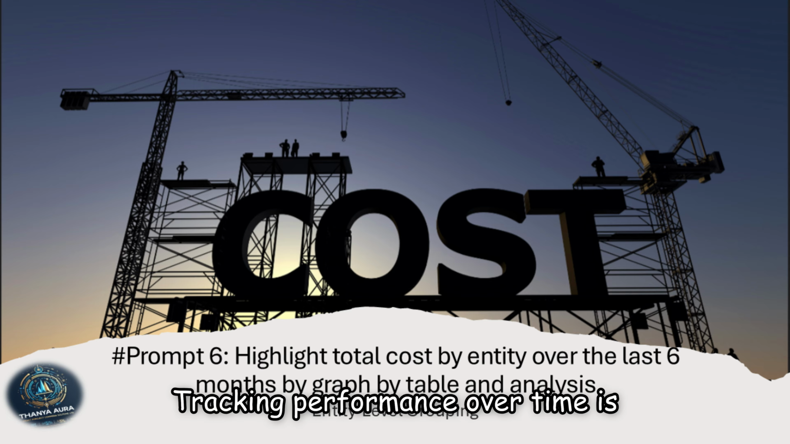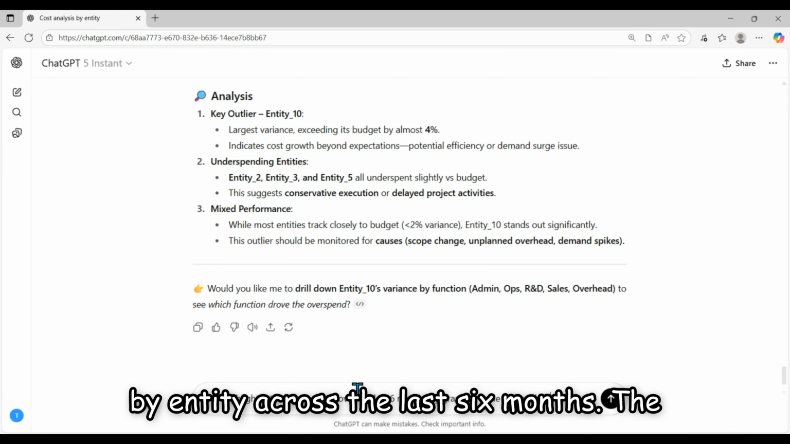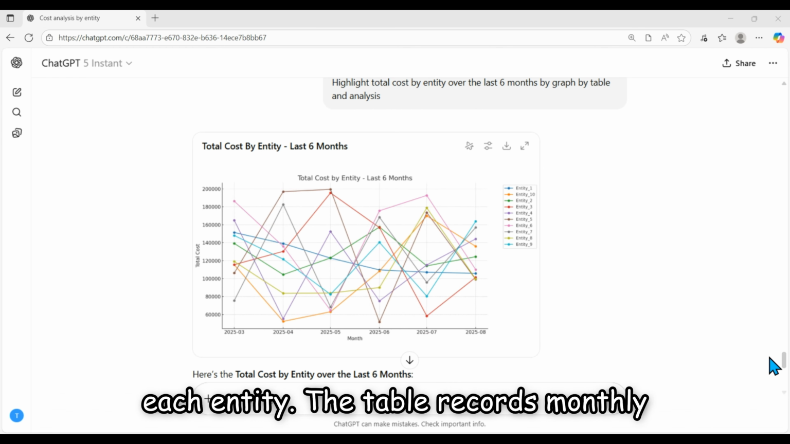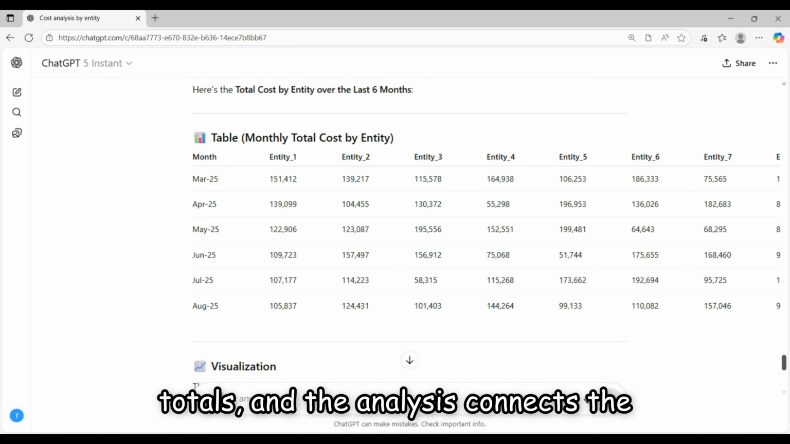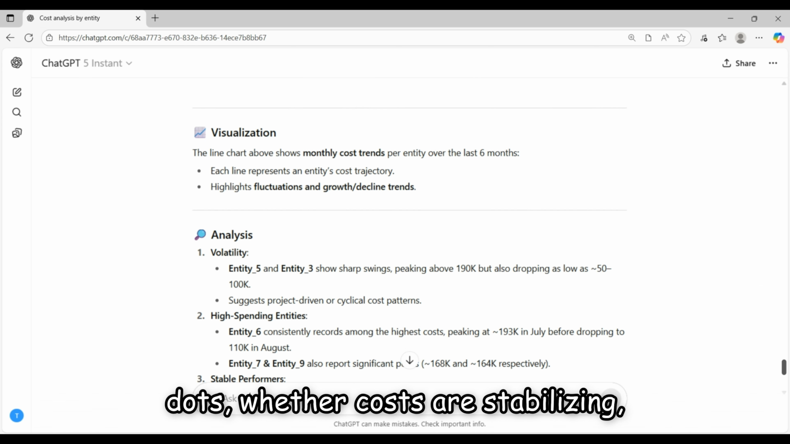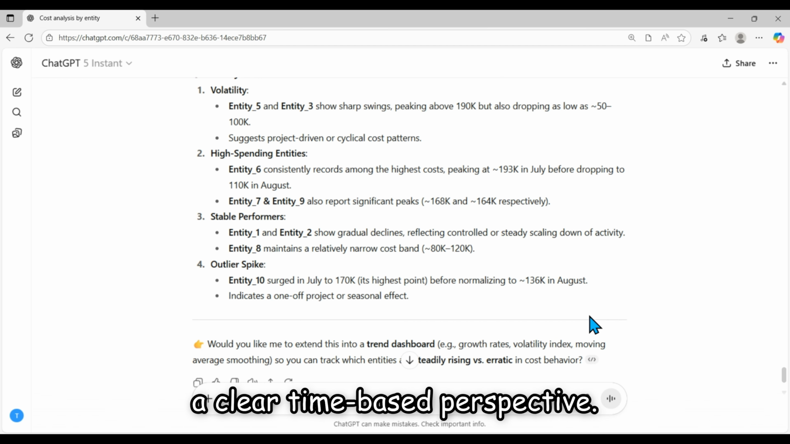Tracking performance over time is critical. The agent highlights total cost by entity across the last 6 months. The trend graph shows the rise and fall for each entity. The table records monthly totals, and the analysis connects the dots, whether costs are stabilizing, spiking, or declining. Finance teams gain a clear time-based perspective.